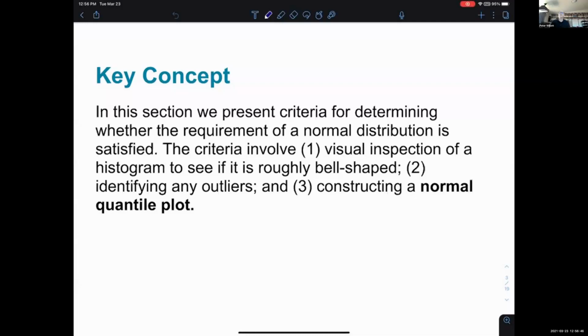The criteria involve: 1, visual inspection of a histogram to see if it is roughly bell-shaped; 2, identifying any outliers; and 3, constructing a normal quantile plot. We've actually done all of these things before, but the normal quantile plot didn't come up much in the past. We're going to revisit all of these issues and put them together as a package of criteria that will allow us to assess whether data drawn from a population has a normal distribution in the population.